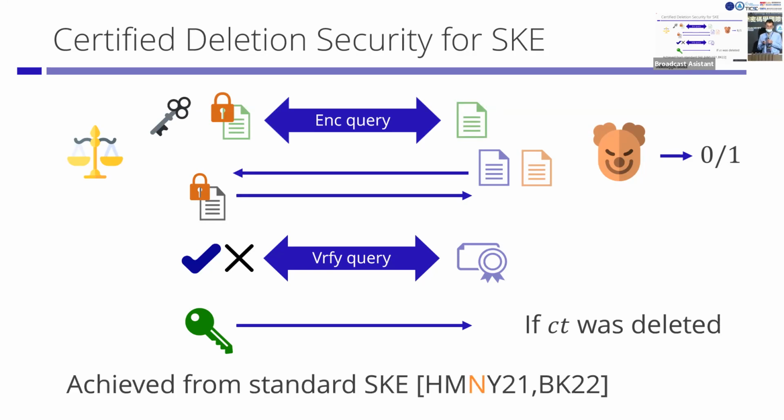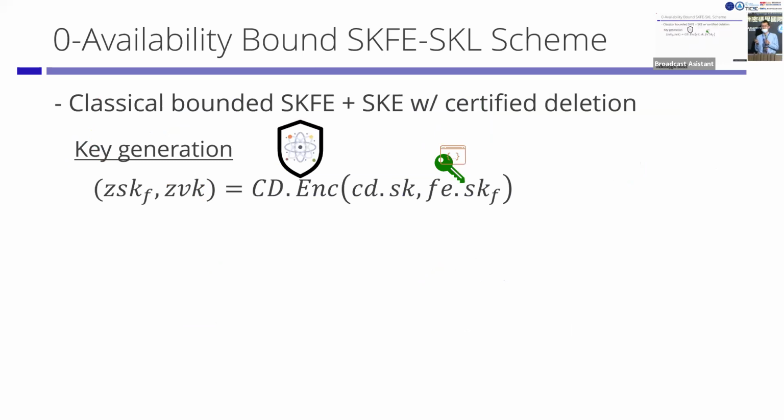We can achieve this primitive by using standard classical secret key encryption, which is based on one-way functions. Now I explain how to achieve bounded secret key FE with secure key leasing by using classical bounded secret key functional encryption and SKE with certified deletion. At the key generation phase, we first generate a classical functional decryption key for function f, and then we encrypt this classical functional decryption key by using encryption with certified deletion. So our functional decryption key is a quantum ciphertext. And the verification key of SKE with certified deletion is our verification key.